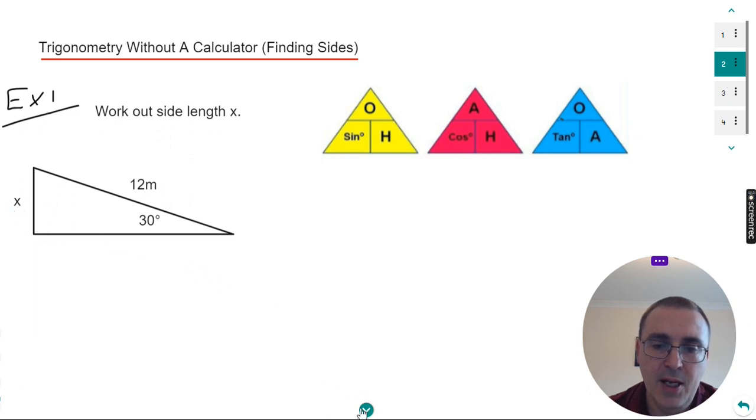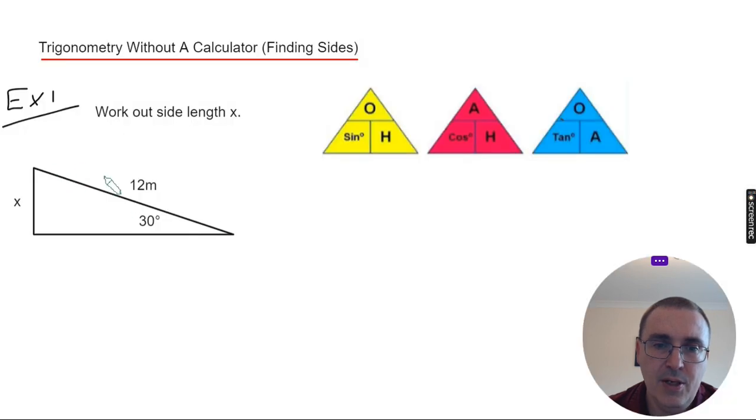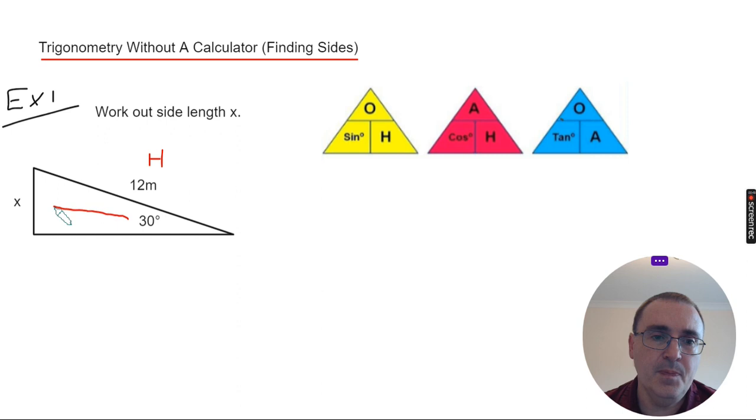So the first thing to do then is to label up the triangle. The longest side of the right angle triangle would be the hypotenuse, so let's just put an H there for short. The side which is opposite the angle would be the opposite side. The third side of the right angle triangle would be the adjacent side.